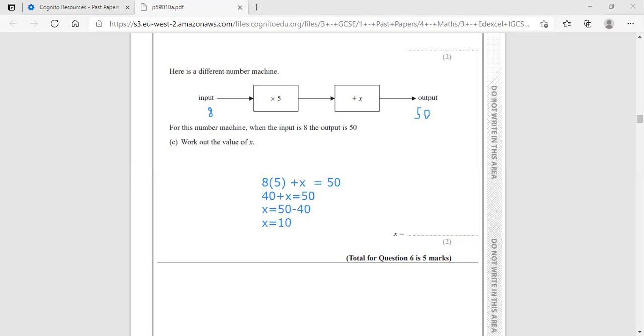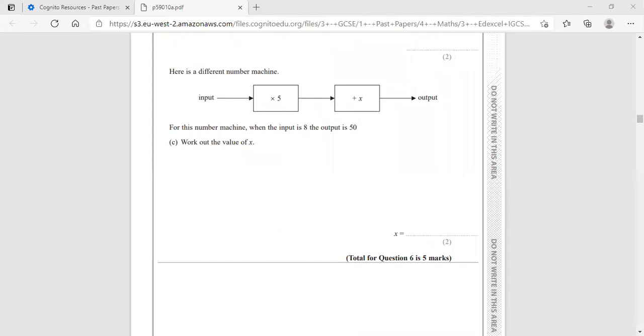x equals 10. It'd be a good idea here now to try this with a different number and see if it works. So you could, for example, use 2. 2 times 5 is 10. Plus 10 is 20. Output is 20. Okay, then you actually wait, that wouldn't really work. Never mind, forget that. What you could do now is just put this 10 in here, make sure it works by saying 8 times 5, okay, we know that's 40, plus 10 is 50. Yeah, that's right. Ignore what I just said a minute ago.